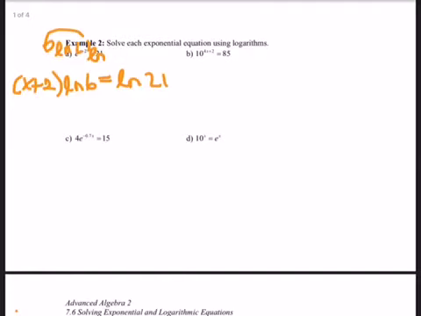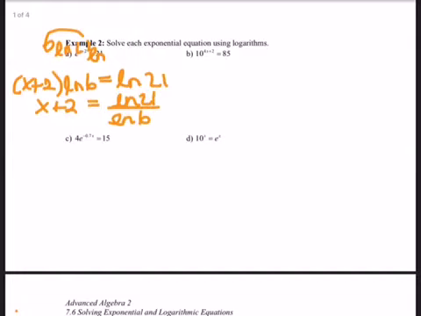So again, I can just use that natural log no matter what. If I take natural log of both sides, now I've got this whole quantity x plus 2 that's going to come down in front. So I've got quantity x plus 2 times natural log of 6 is equal to natural log of 21. So I'm going to divide both sides by natural log of 6, so that leaves me with x plus 2 on this side, and natural log of 21 over natural log of 6.